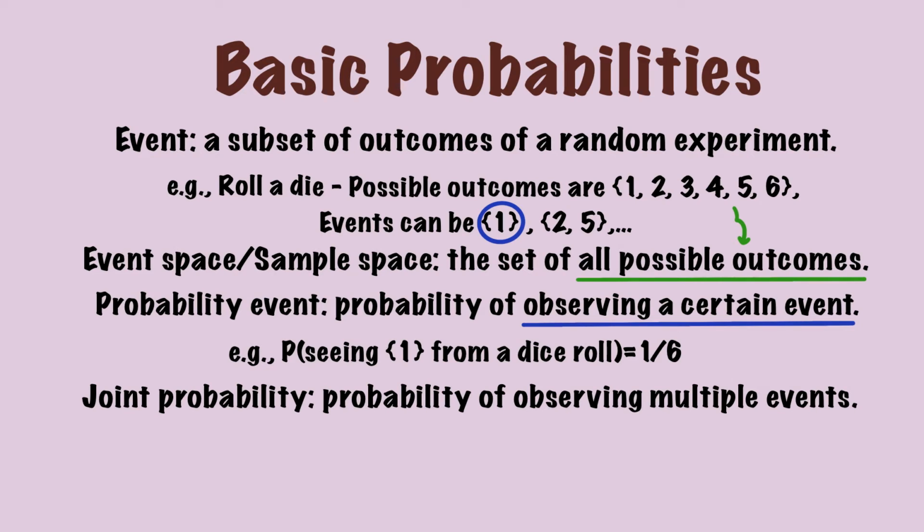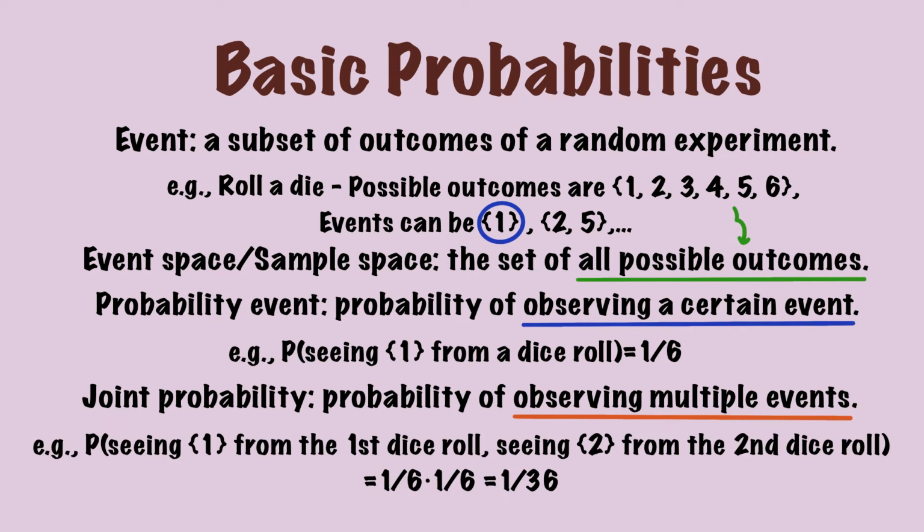Then, the joint probability is the probability of observing multiple events. To illustrate, the probability of observing 1 from the first die roll and observing 2 from the second die roll is 1 over 6 times 1 over 6, which is 1 over 36. We just multiply the probabilities because the two events are independent. In other words, they are unrelated. The occurrence or absence of an event won't affect another.